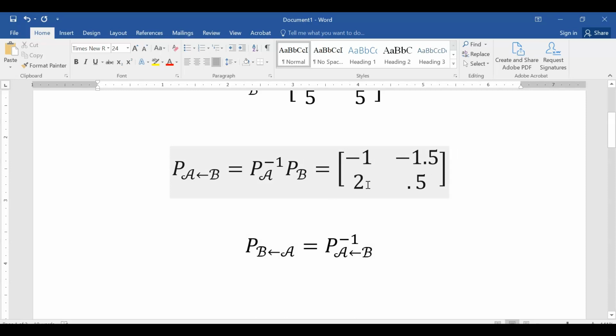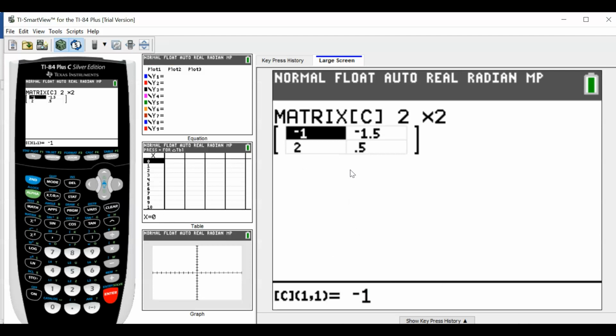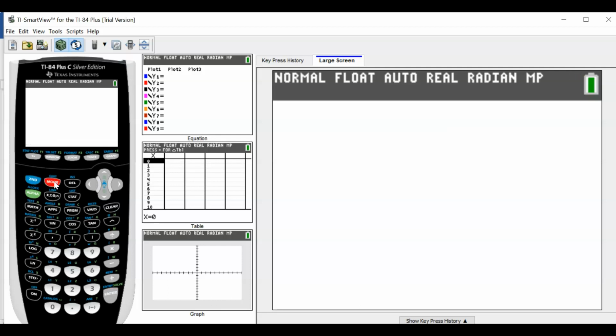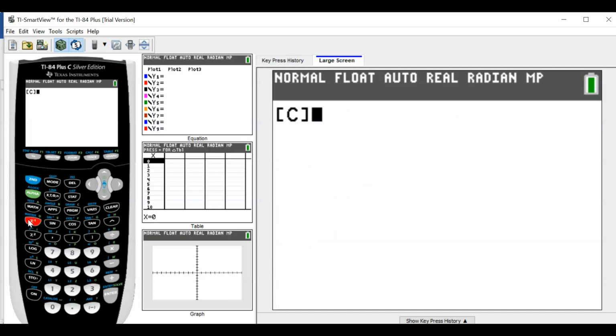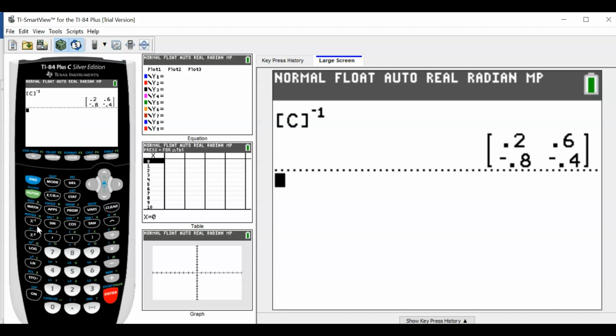And if you don't know yet how to do this on your calculator, I have my matrix C as my change of basis matrix. I did A and B, and then I put it into C. If you want to find the inverse of that, we just hit the inverse button, obviously. But here's what I want to do. Let's say I have this matrix now, and I don't want to use the inverse key.